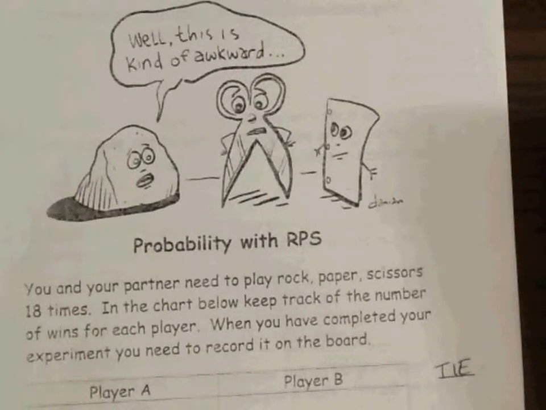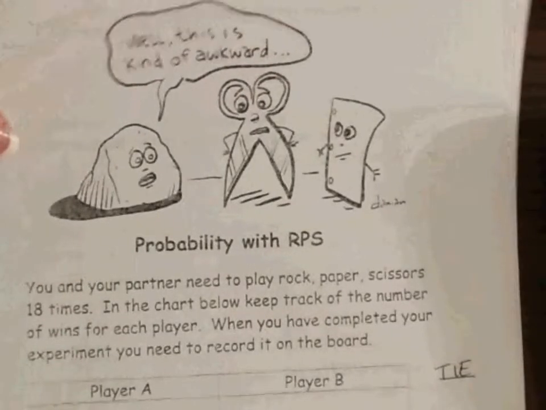So today we're starting our unit on probability. To begin the unit, we played rock, paper, scissors with our partner in class, and you record your findings. If you want to play it 18 times with a sibling or a parent, go ahead and do that and record your findings.